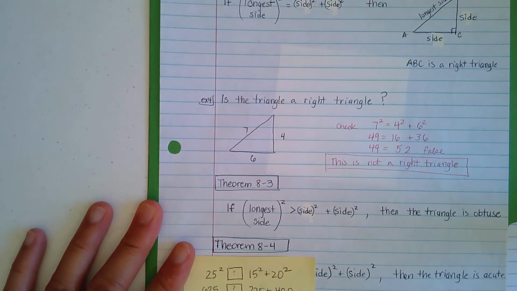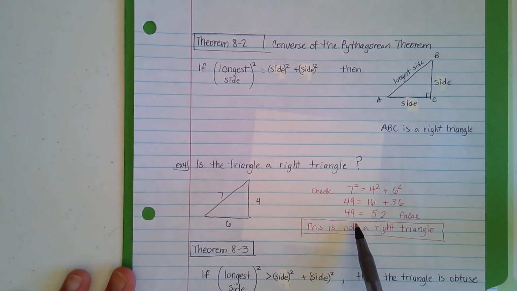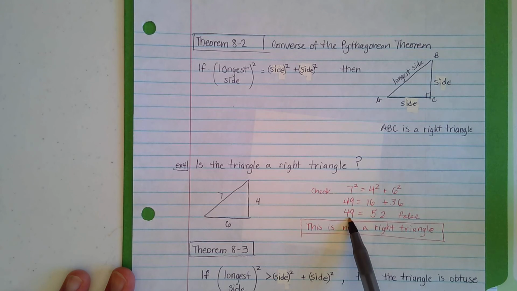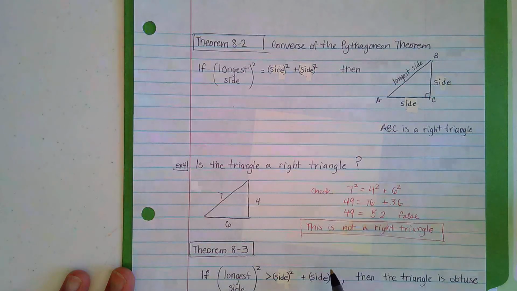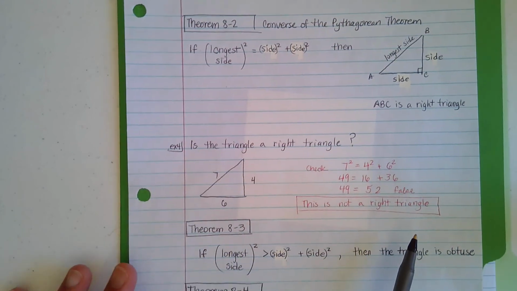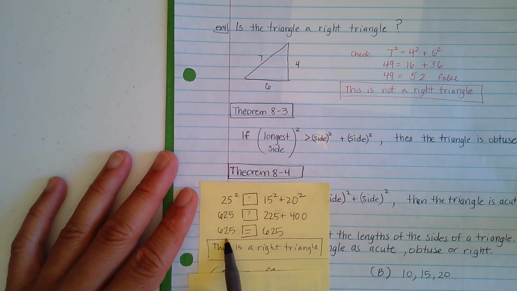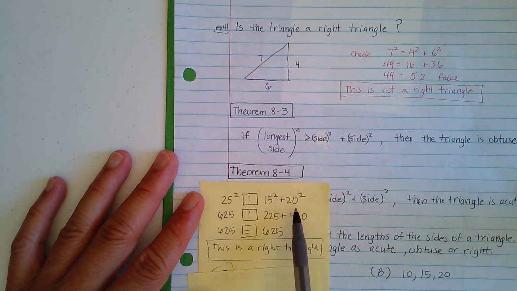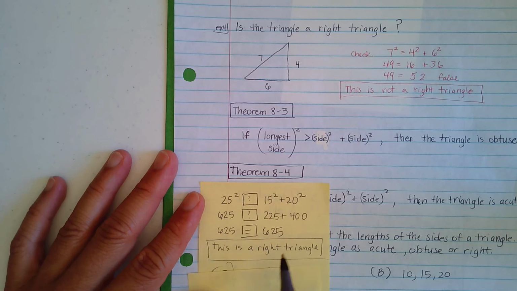All right, let's go back to this example here. When we notice that the longest side squared is less than this value, we know that this would be an acute triangle. So again, this would be an acute triangle because the longest side squared is less than the sum of the two squared sides. So this, again, acute, because 49 is less than 52. This one, we have 25 squared equals 15 squared plus 20 squared. They equal each other, then it's a right triangle.